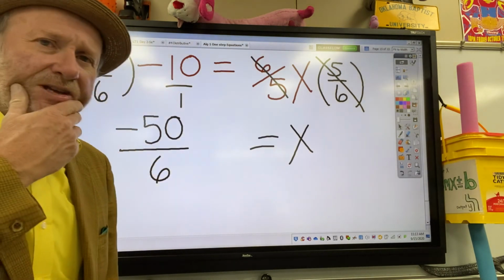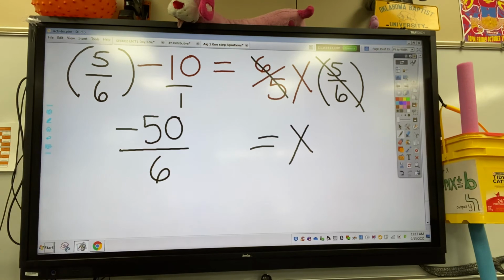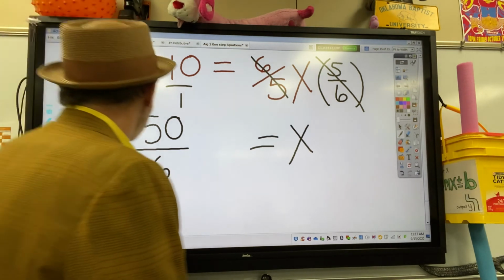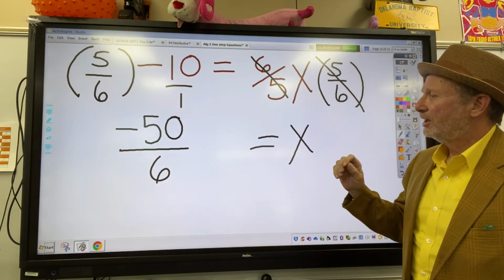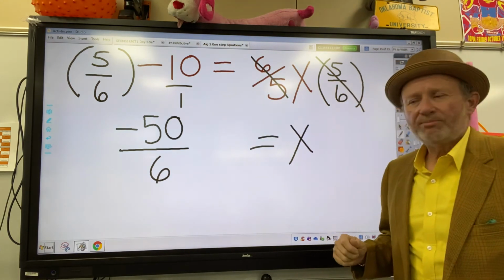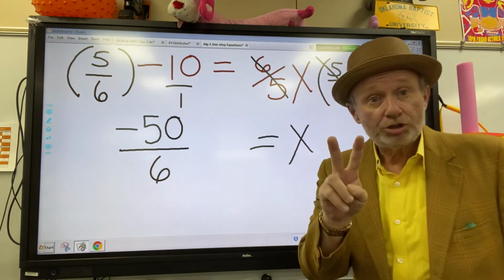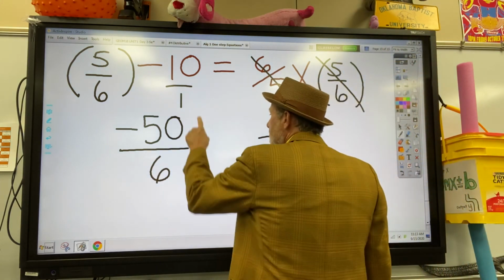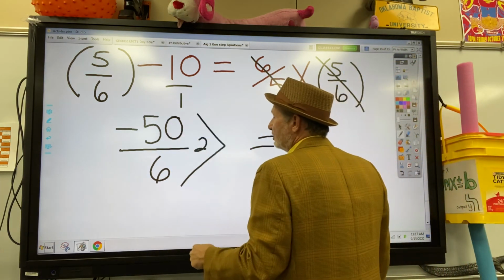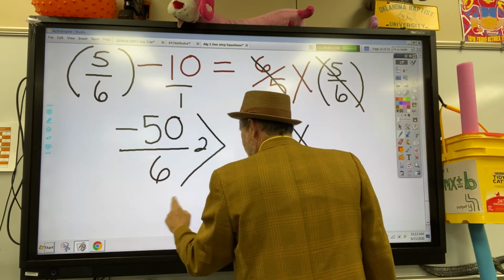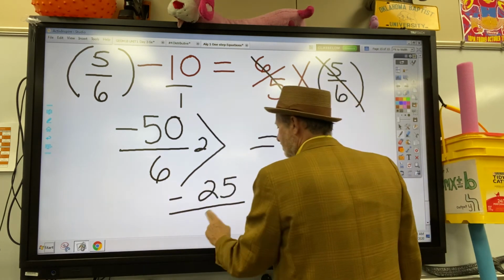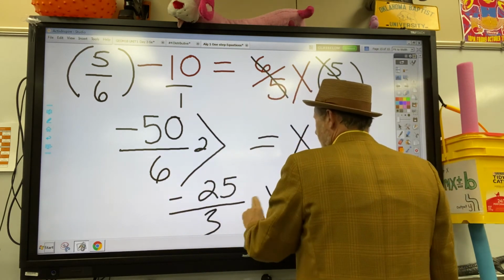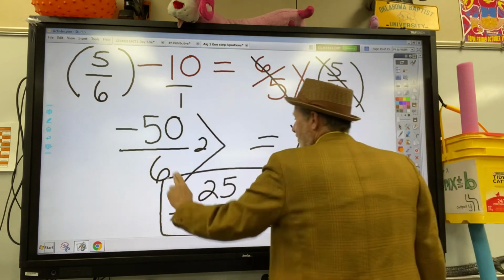Now, is there a number that will go into both those that we could reduce? I think there is. 5 won't go into both of them. 3 won't go into both of them, but 2 will. So I'm going to divide both those by 2. 2 goes into negative 50 negative 25 times, and 2 goes into 6 3 times. So x equals negative 25/3.